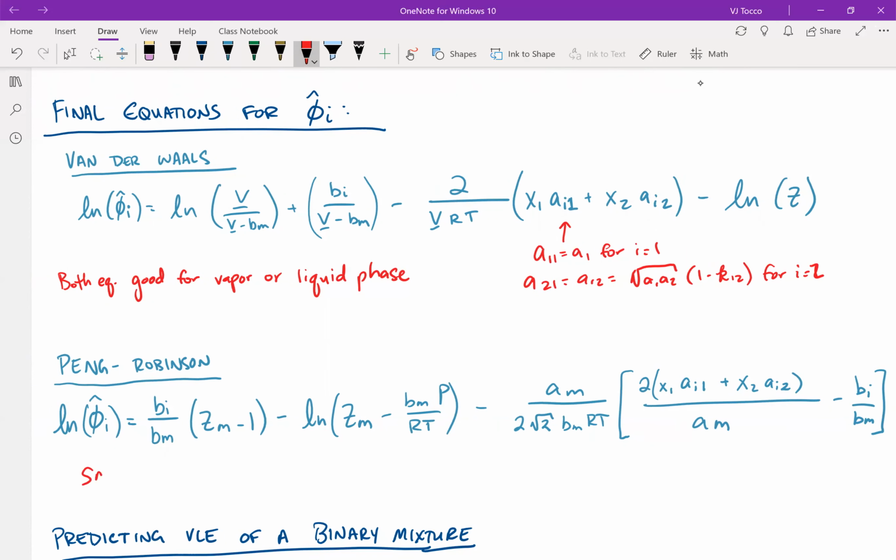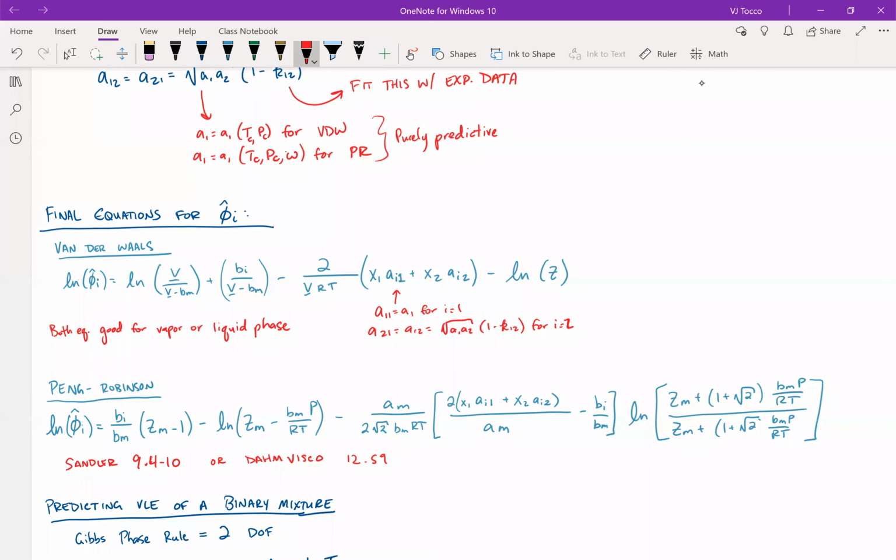In Sandler, this is equation, I want you to know this so you can double check it. Let me look up what equation it is real quick. I don't think this van der Waals one is in Sandler. So I'll just zoom out a little bit. How about that? So Sandler, this is equation 9.4-10, and Dom-Invisco, it's 12.59.